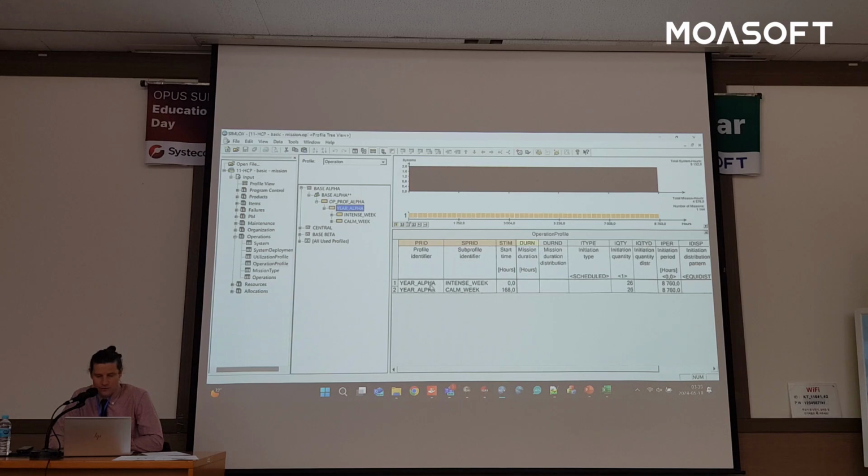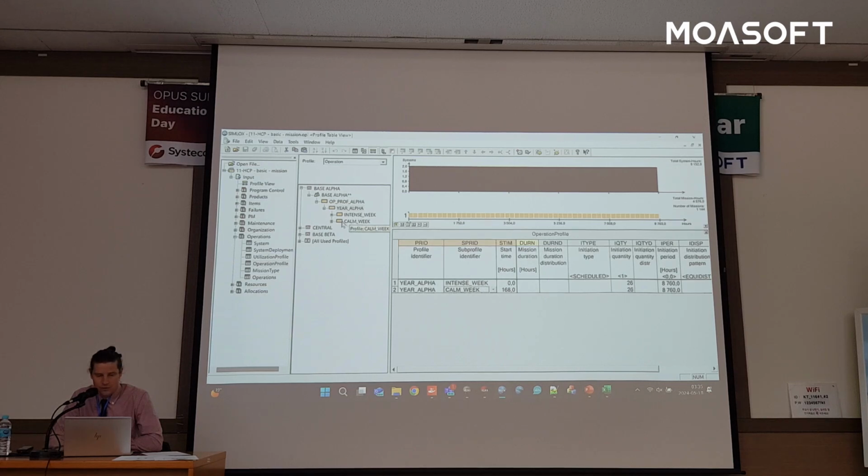So the next level down, the year is built up by, first, 26 intense week missions or sub-profiles, and then we have the call week sub-profile. So it's different. Every second week it's a call week, and every second week it's an intense week. So we repeat them 26 times over the year. That's how the year is built up.